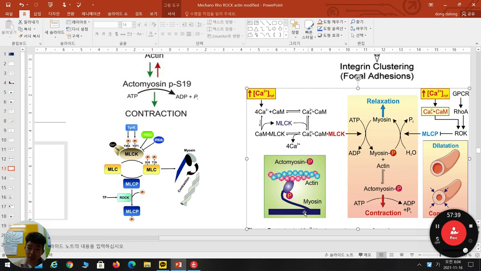It's like that. This is the heavy chain, domain, and light chain. When they're phosphorylated, they make contraction. But this MHC phosphatase removes the phosphorylation, how do they do it? When there is a lot of calcium, because of Rho A, ROCK inhibits MHC phosphatase. So calcium also enhances this MHCK as well as inhibiting the MHCP, making more myosin light chain phosphorylation, for making more contraction.